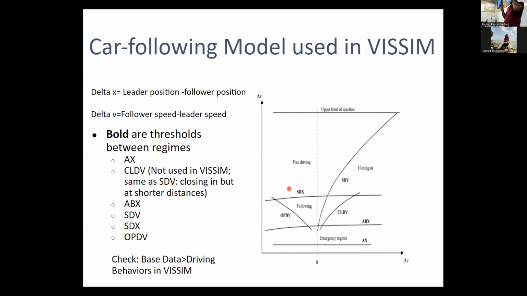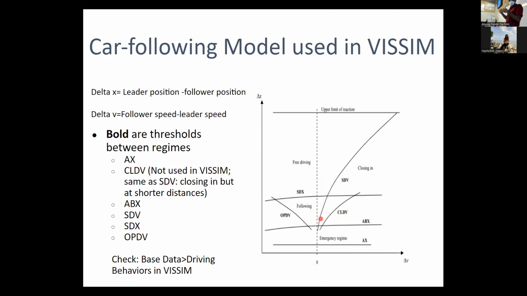And remember, the psychophysical models that are used in VSIM are based on these thresholds. And then obviously CLDV, as I said, is not used in VSIM. So there is SDV, there is SDX, there is ABX, and there is AX. You can see that AX, ABX, and SDX are sort of horizontal line thresholds.